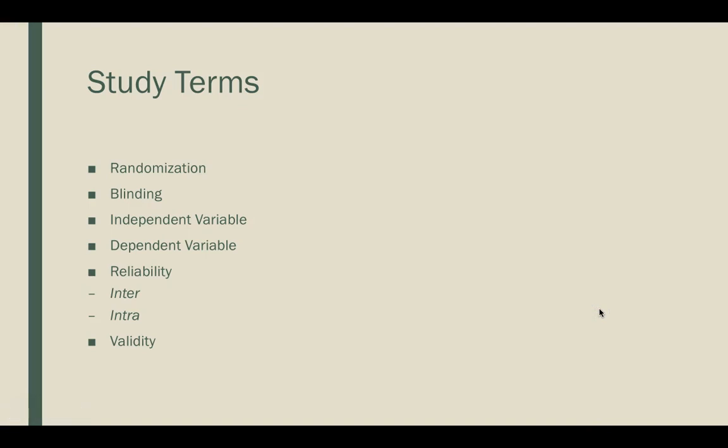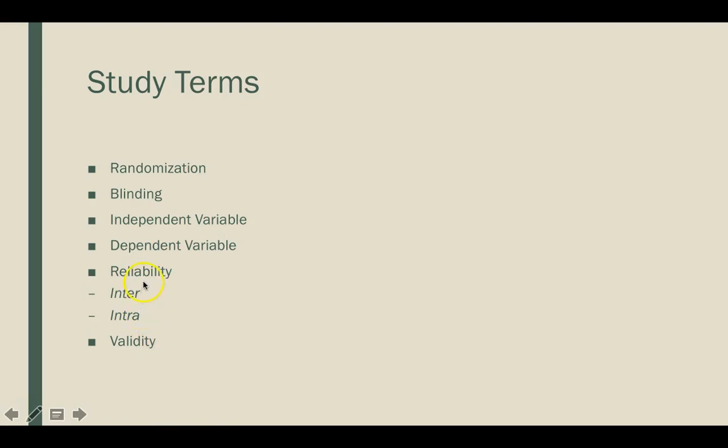So some of the terms that you should be familiar with. We've already talked about randomization, blinding, independent variable, right? That's what is being manipulated to produce your change. Dependent variable is the outcome of interest. So this would be ice versus ultrasound, on pain levels or on return to play, so time to return to play. Okay, so this is what is being studied.